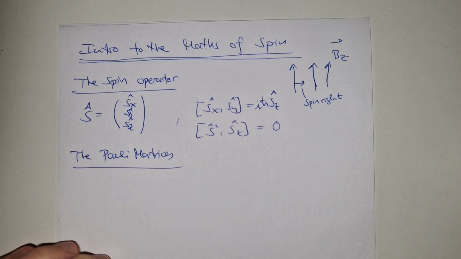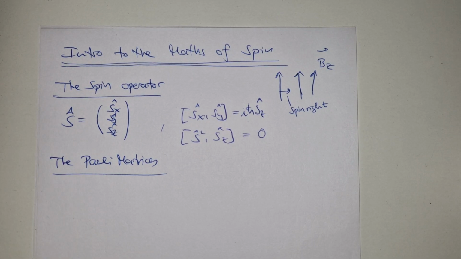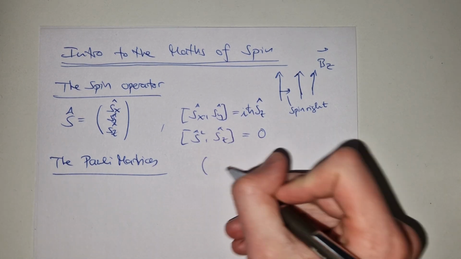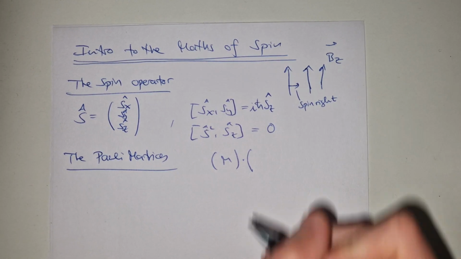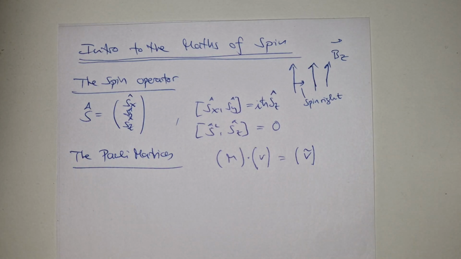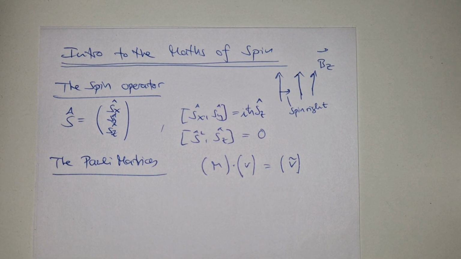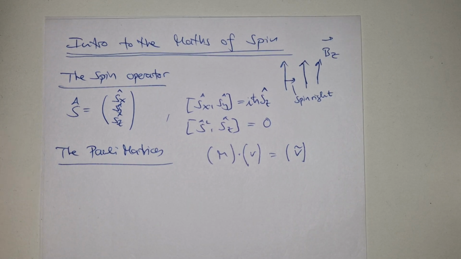Because as you can see, the components of the spin operator, so Sx, Sy, and Sz, are operators themselves. And because they're operators, we can represent them using matrices, because matrices are operators, right? So if you have a matrix and multiply it with a vector, then you'll get a new vector, because the matrix is operating on the vector and spits out a new vector. So this is why there are the Pauli matrices, which are representations of these spin x, y, and z operators.